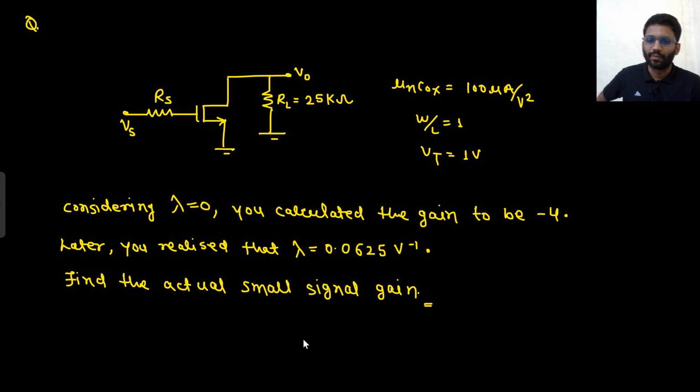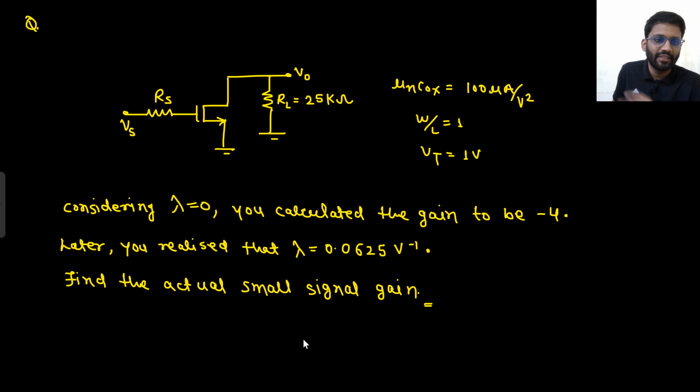So this is the next problem. Considering lambda equals 0, that means considering r naught equals infinity, you calculated the gain to be minus 4. Then later on, you realize that your lambda is not 0, but it is 0.0625 volt inverse. That is the unit. So your lambda value was 0.0625. Then what is the actual small signal gain? Did you understand the question?